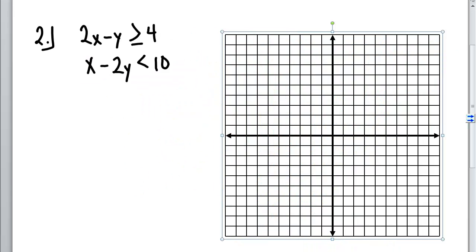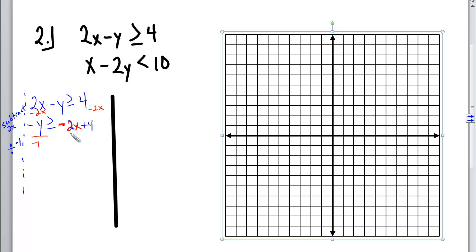Let's look at example 2. This is where you really want to bring out those highlighters. Let's start with the first equation. Solve the first equation for y. So bringing 2x to the other side, subtracting 2x from both sides, you get negative y is greater than or equal to negative 2x plus 4. Divide both sides by negative 1, and because we're dividing by a negative, we need to flip the inequality symbol the other direction. So we have y is less than or equal to 2x minus 4.